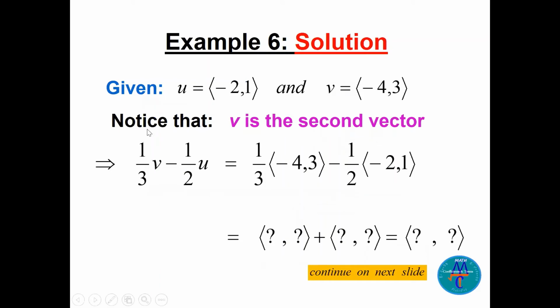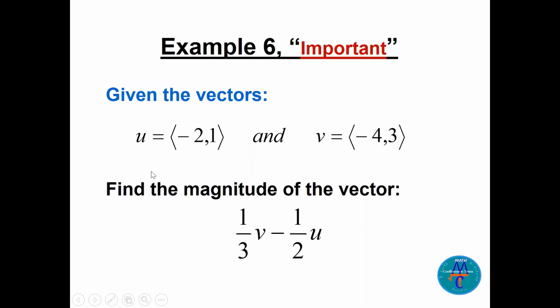So this is the given here. Remember here, v is the second vector in the given. And here we have in the question 1/3 v. Let me go back and show you here, please. This is 1/3 v. Many people will take the first vector here and put it there. You see, that's a little trick.